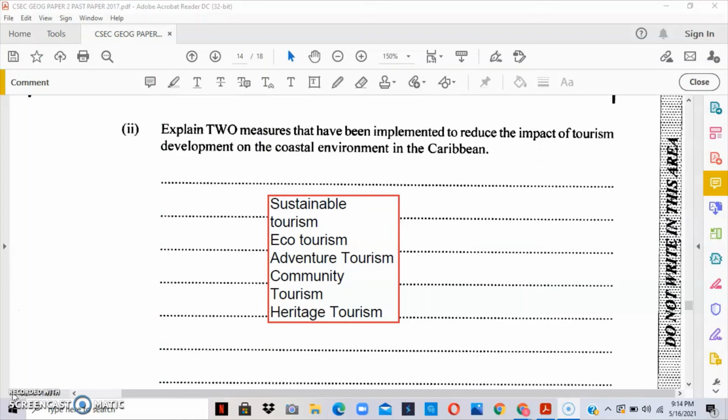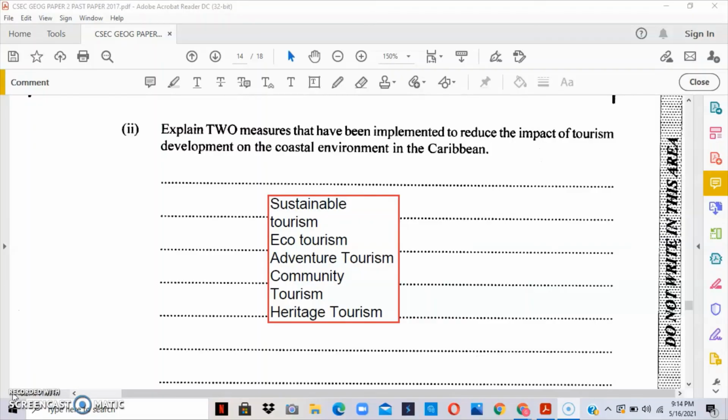We have community tourists, and these are tourists that will stay in bed and breakfast accommodation instead of large hotels along the coastal area. So they will go into the smaller communities so that they will interact with the locals. We also have heritage tourism, and this focuses on the historical and the cultural aspect. So these tourists focus more on the history of the Caribbean and the country rather than on the coastal environment, rather than the beach and the cliff. So they focus mostly on the heritage.